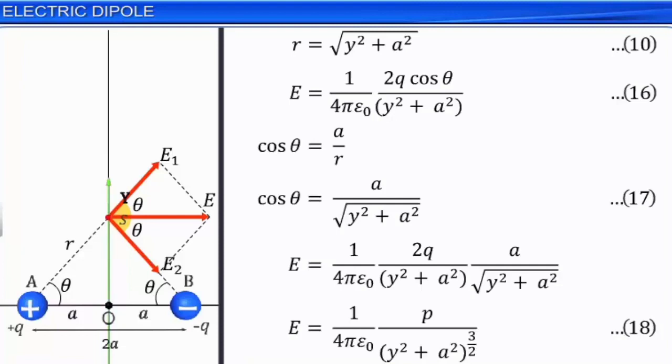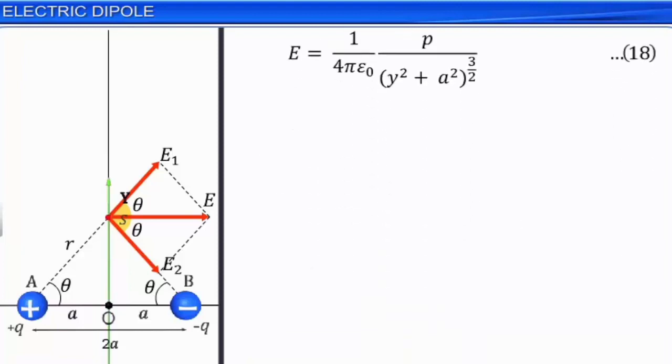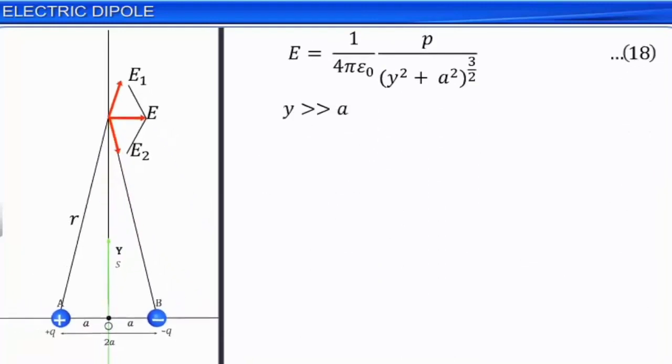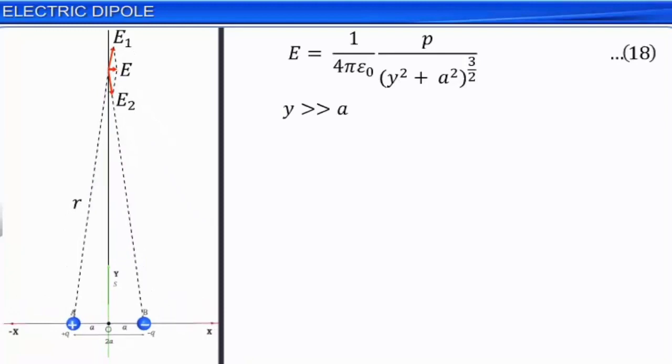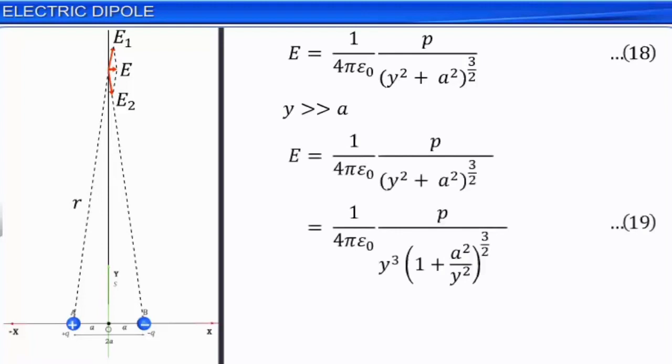When the point S is at a very large distance from the center O, then y is very large as compared to a. Then, writing the expression 18 as in equation 19 and neglecting the term a square by y square for y which is very large as compared to a in equation 19, and on further simplification, we get E is equal to 1 by 4 pi epsilon naught into P by y cube. Let this be equation 20.